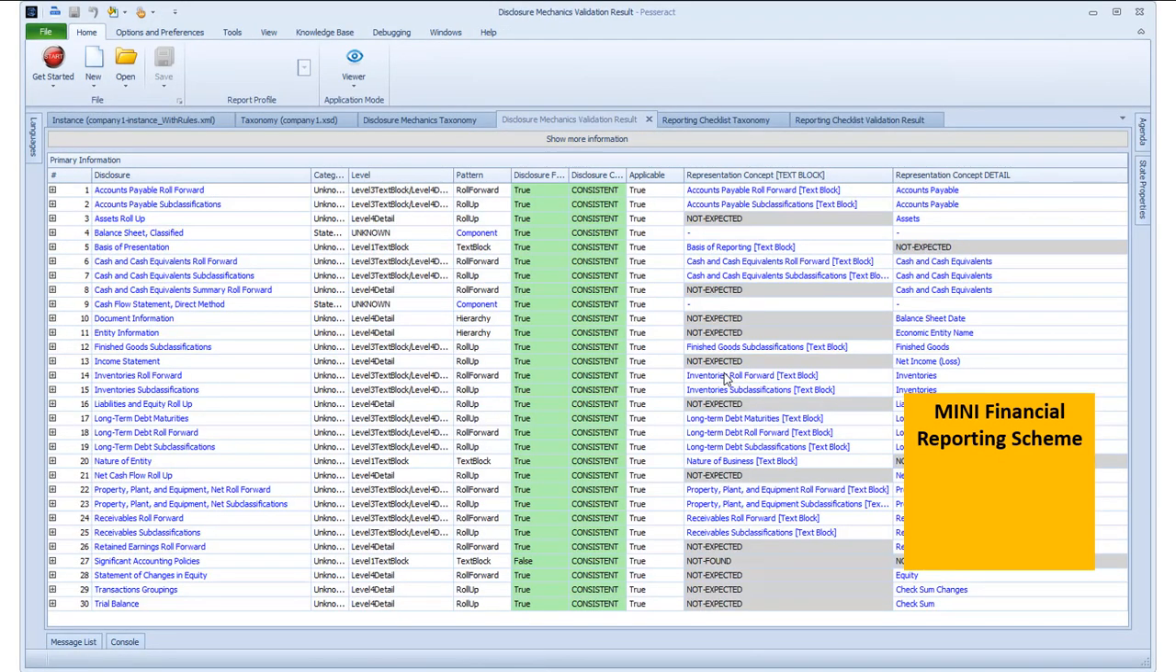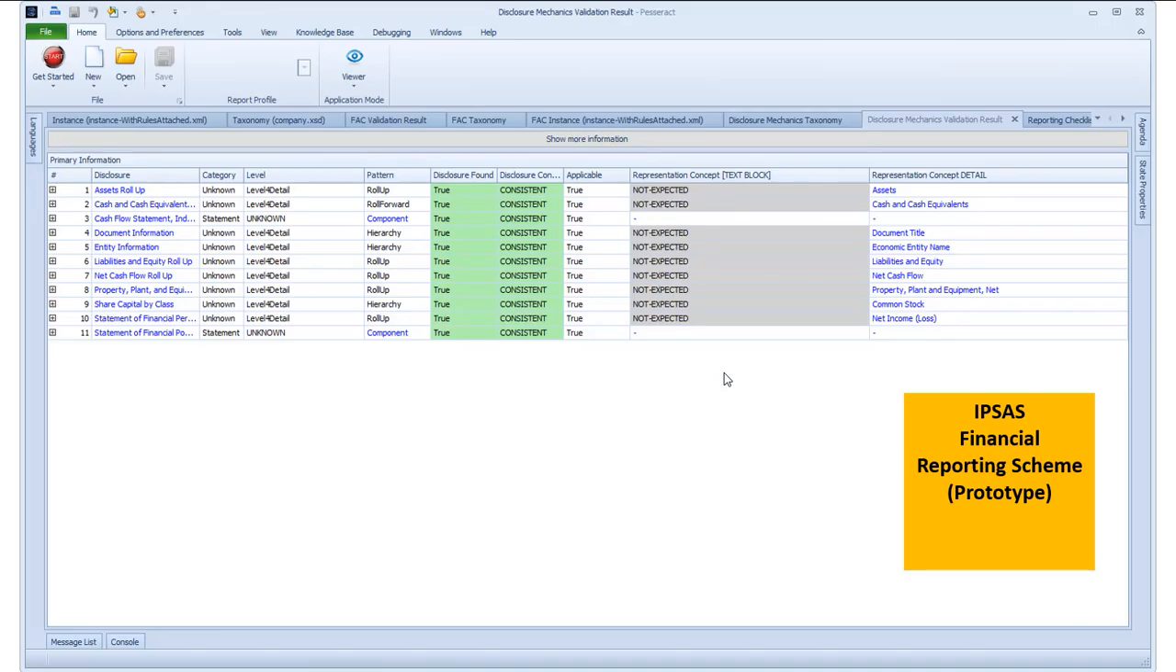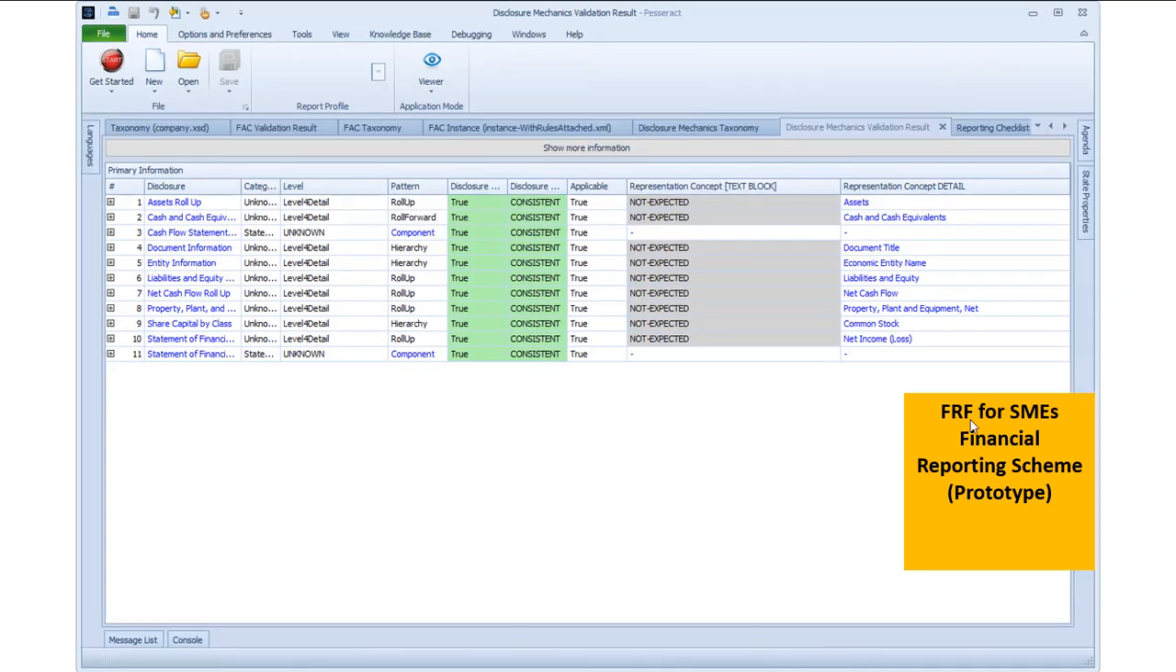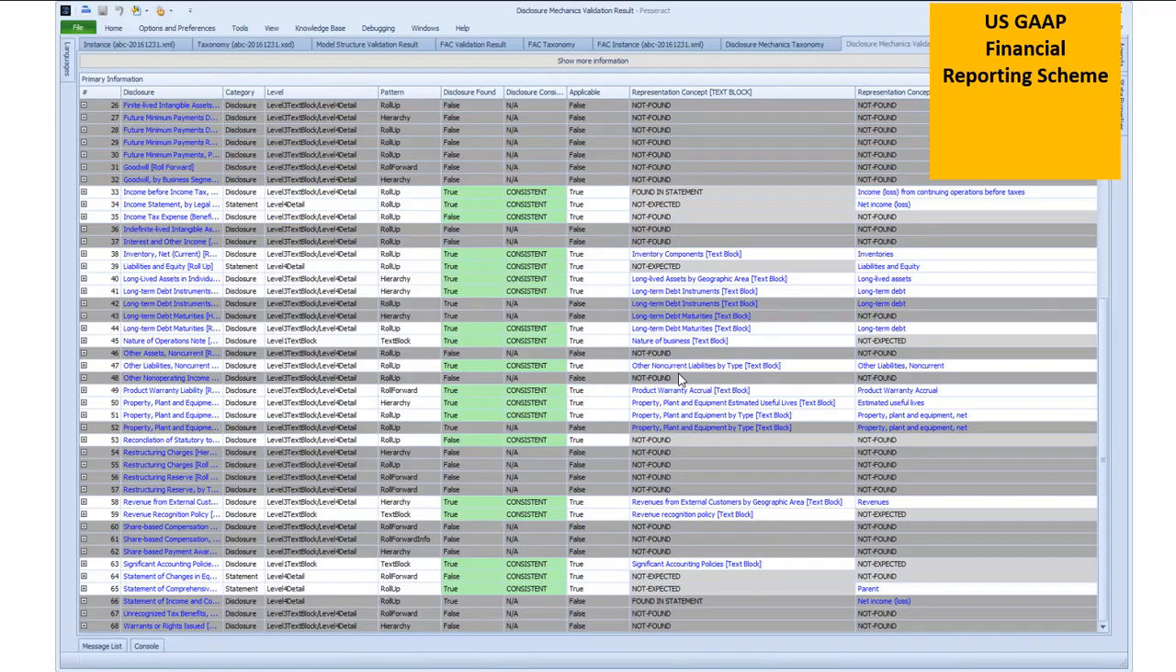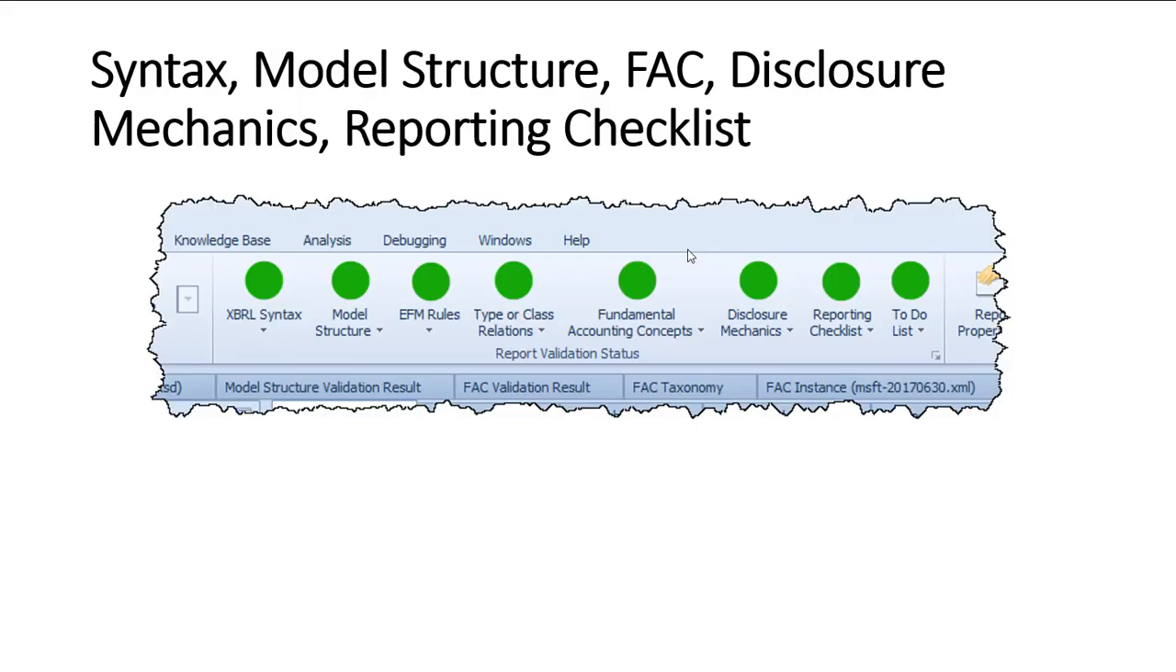Then I expanded it some more and expanded it some more. And then I tested it with real financial reporting schemes like the International Public Sector Accounting Standards, the Financial Reporting Framework for Small and Medium-Sized Enterprises published by the AICPA, and IFRS. But I did most of my testing using US GAAP. I did very extensive testing of US GAAP. I have 68 disclosures that I'm working with in the system, but I have 1,000 disclosures that I have working effectively with US GAAP reporting.